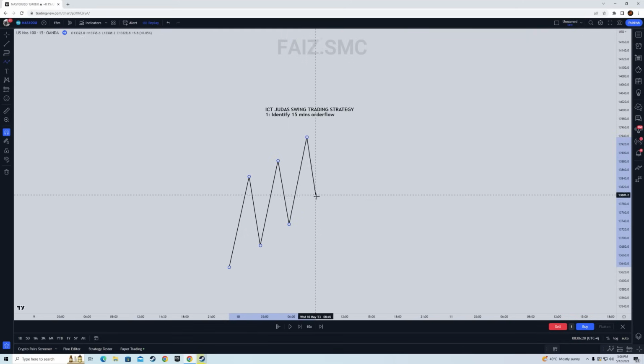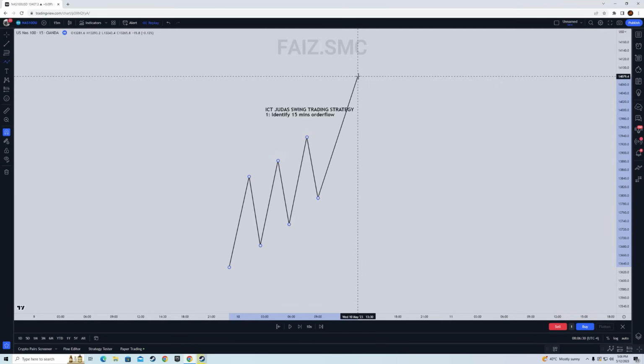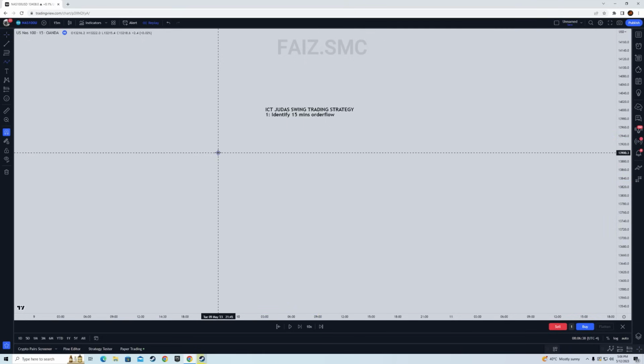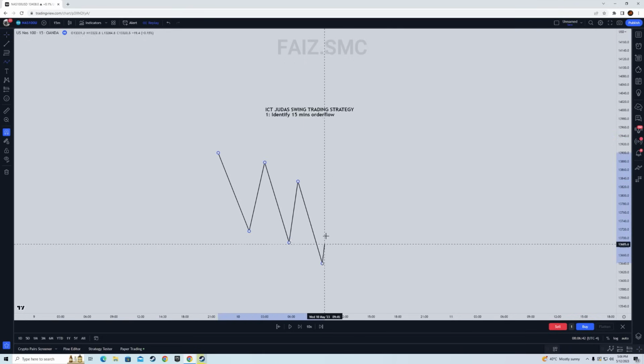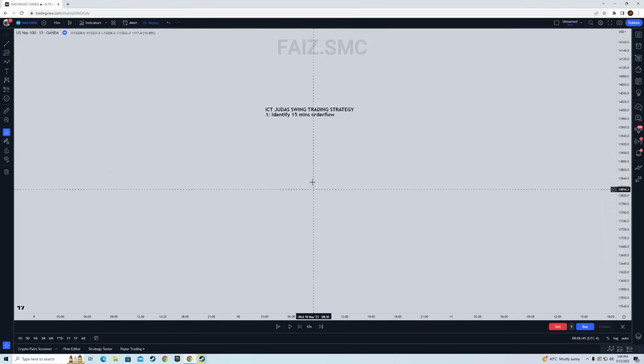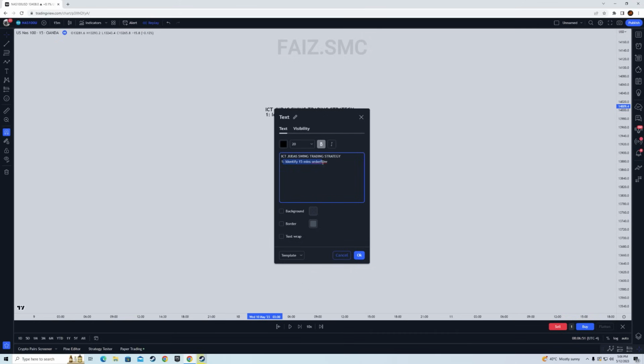that gives us a sign that price wants to keep on heading higher, because it is respecting the bullish order blocks and fair value gaps. Similarly, if price is respecting bearish order blocks and bearish fair value gaps, then that means the price wants to keep on going lower. So how do we use the Judas swing with this? Number one rule is identify the 15-minute order flow.